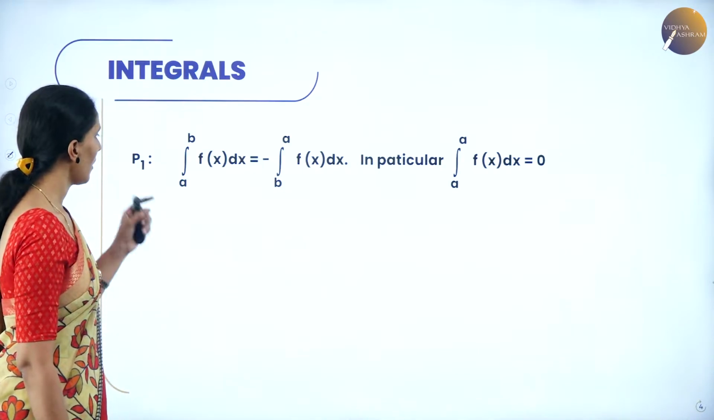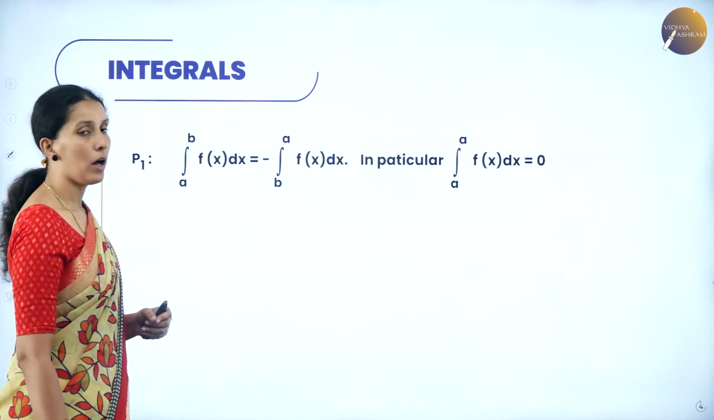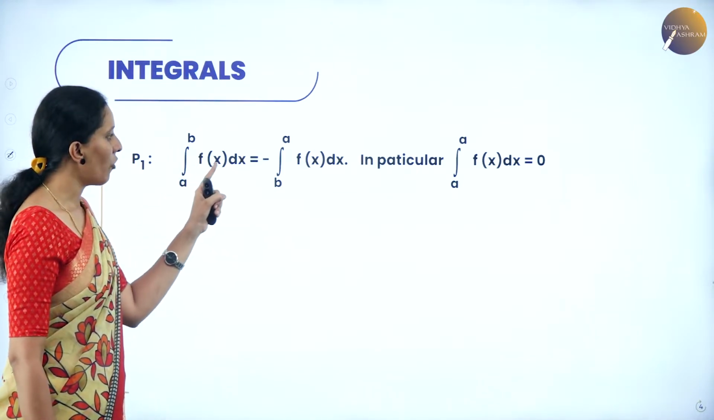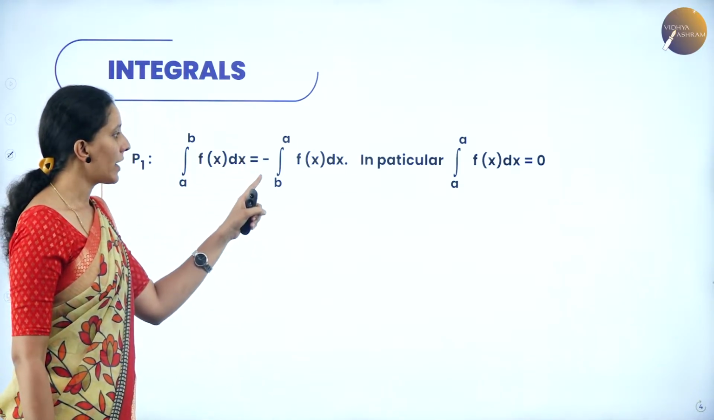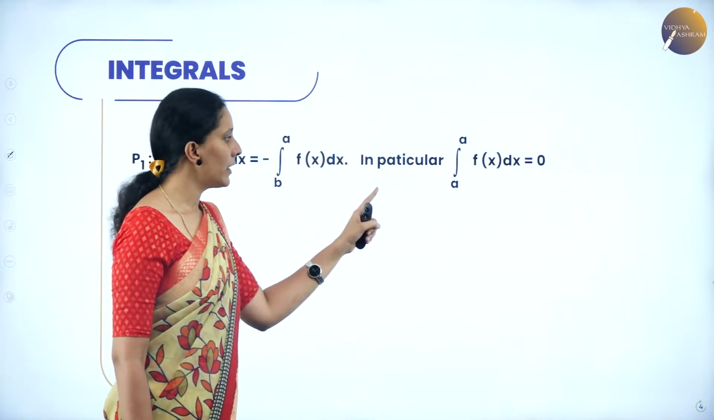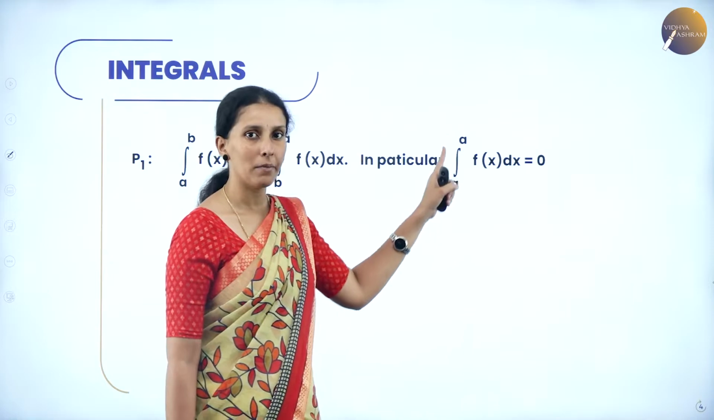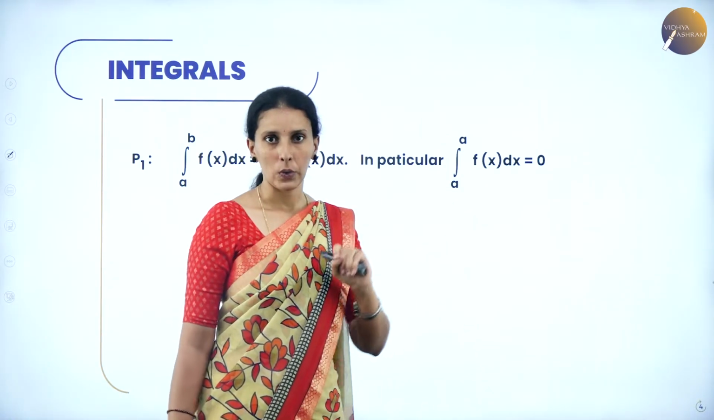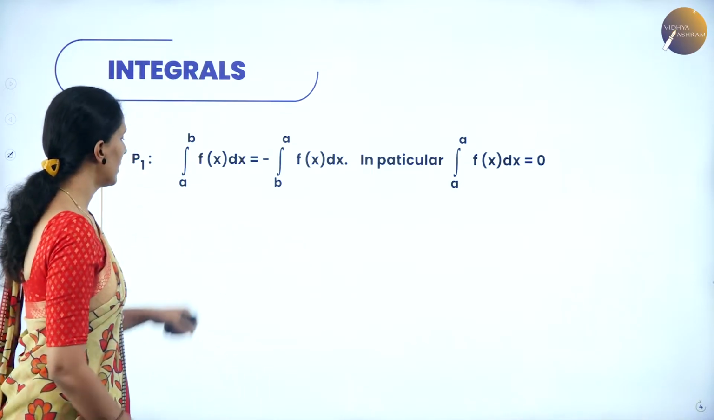Next, this is property number 1, and it says integral from a to b f of x dx is minus integral from b to a f of x dx. And in particular, the integral with the same limits, that is where upper and lower limits are the same, is 0. So let's see the proof of this.